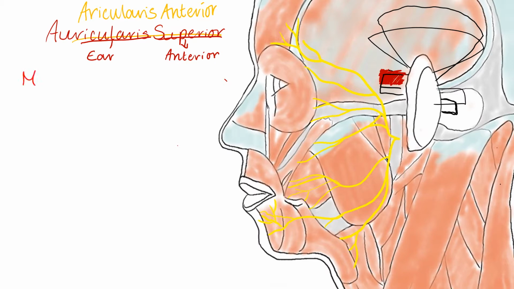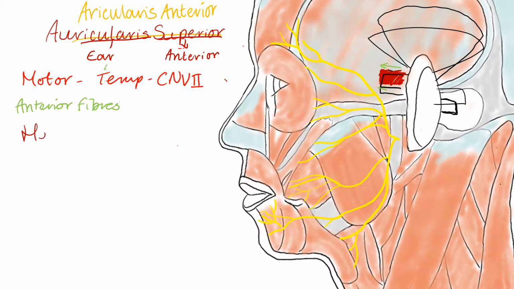So it receives its motor supply, as I said, from the temporal branch of CNVII, the facial nerve, the 7th cranial nerve. It is actually the smallest of the 3 extrinsic muscles of the ear, and its thin fibers stretch anteriorly. So as you can see here, those that are in green, they go anterior on the face, so it's anterior fiber, and they attach to the helix of the ear.